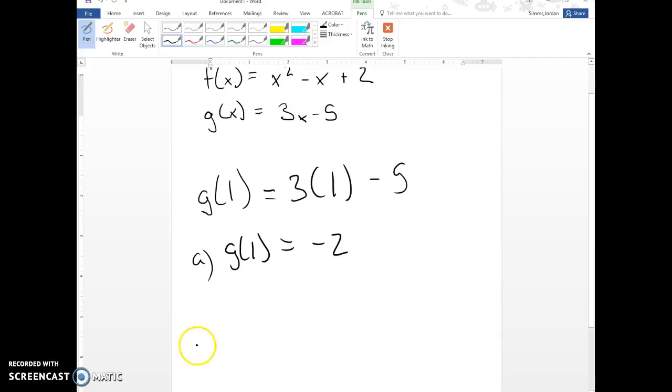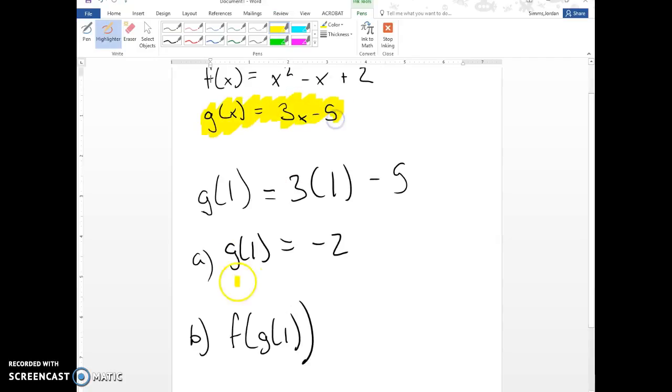But then what part B is going to ask us, which is probably where your question comes from, is what's f of g of 1? Okay, so let me try and use colors here. Yellow is g of x, alright? So we're evaluating all this stuff. Here's g of 1, which we found to be negative 2.